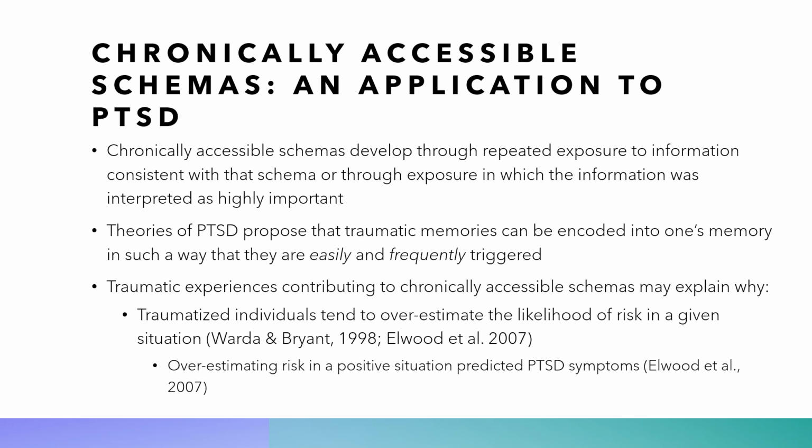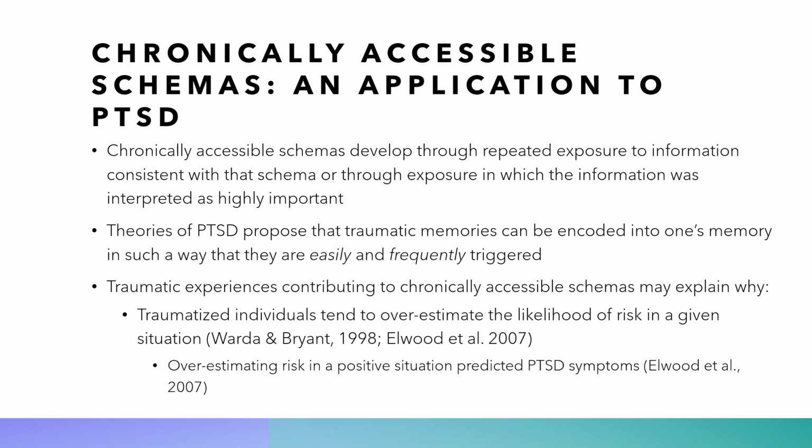Traumatic experiences contributing to chronically accessible schemas might explain social cognitive differentiations we see in traumatized people, which again contribute to their symptomology. So one thing that's been found is that traumatized individuals tend to overestimate the likelihood of risk in a given situation, right? So if you take people who have been traumatized and those who haven't been traumatized, you find that those with the trauma background are overestimating how risky a given situation is. You can see how that would play out in real life and how that could be impactful to their life's functioning.